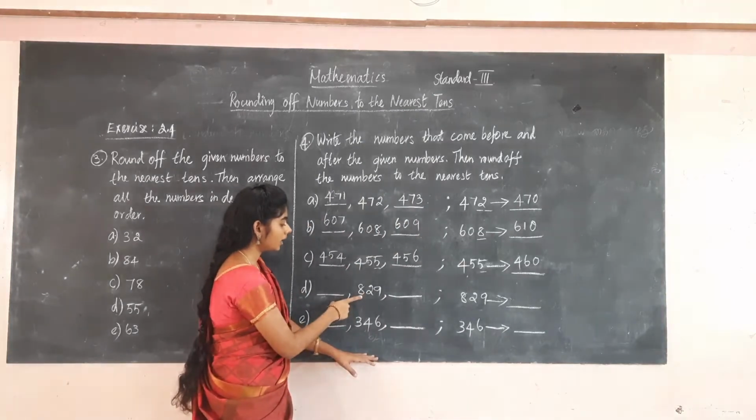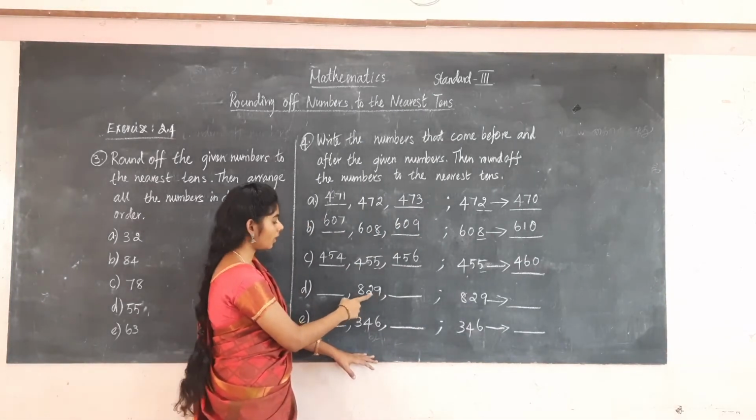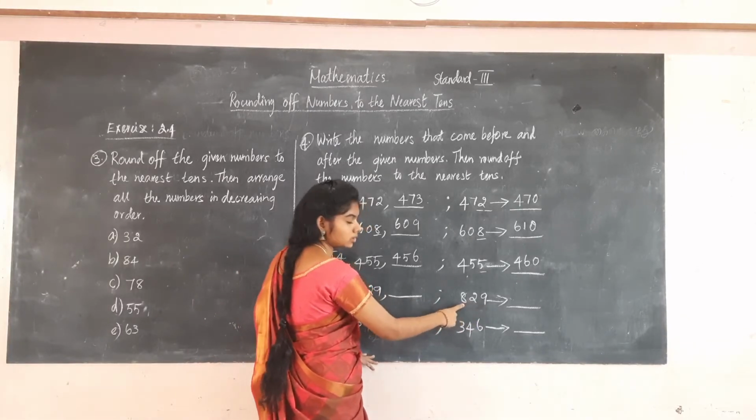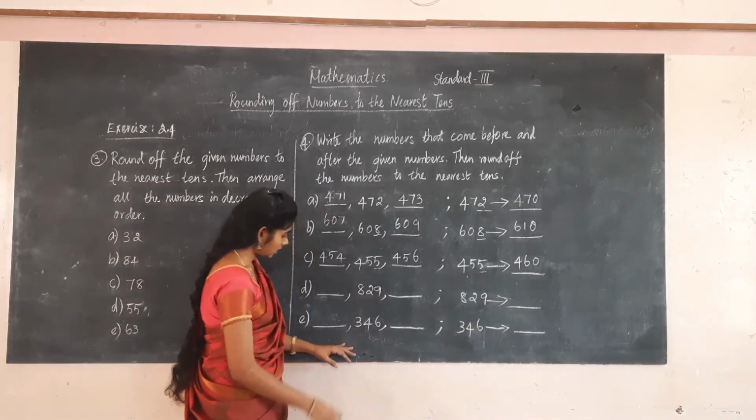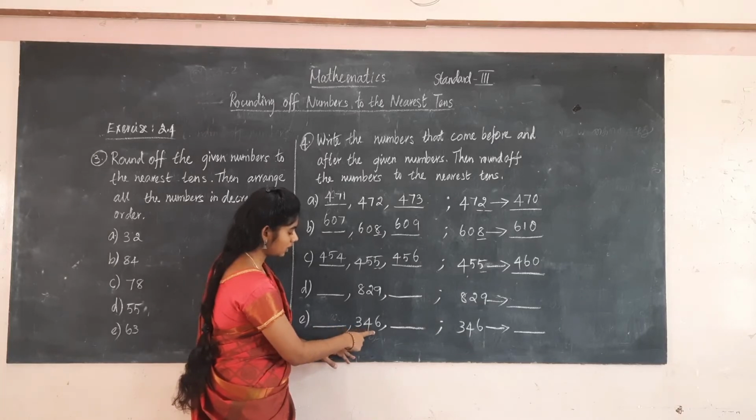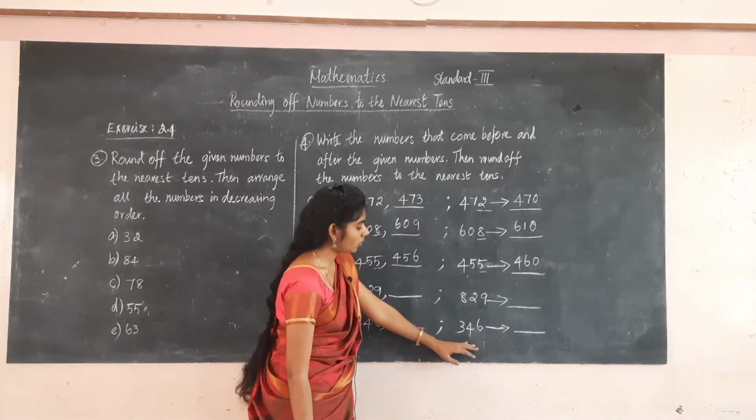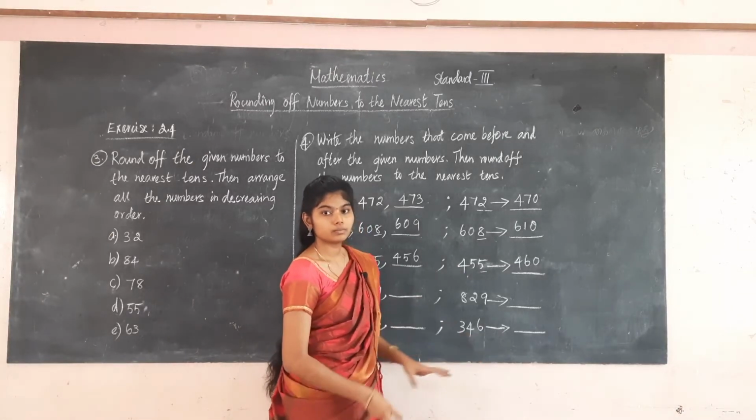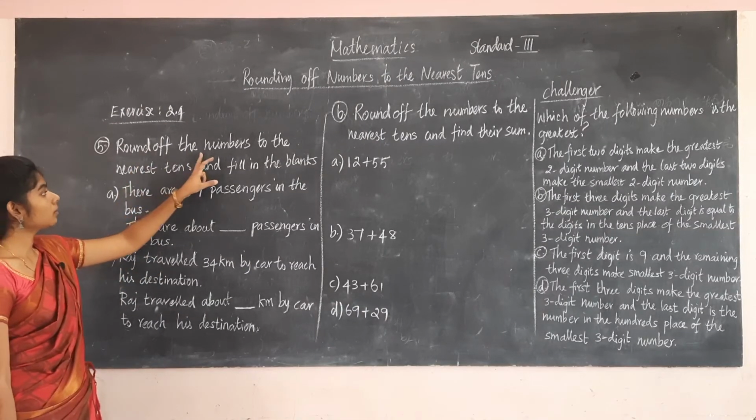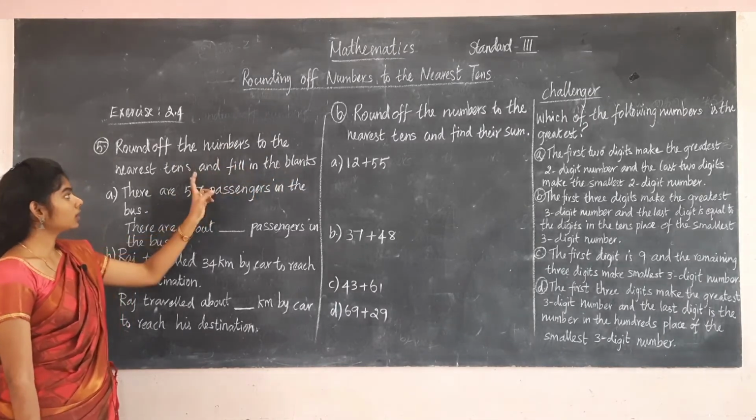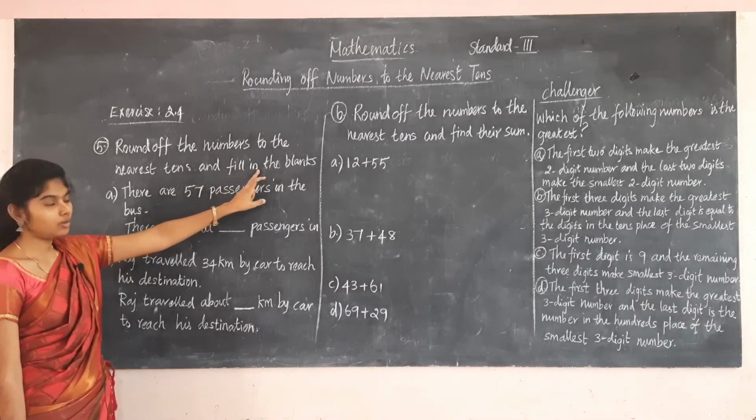What is given here? 829. You find the before and the after term, and then round off the given number 829. The next last sum is 346. You have to find before and after term, and you have to round off this number 346. Next sum is round off the numbers to the nearest tens and fill in the blanks. You are going to round off the numbers and fill in the blanks.